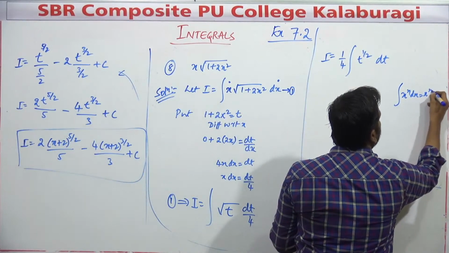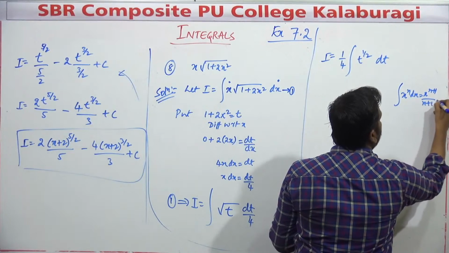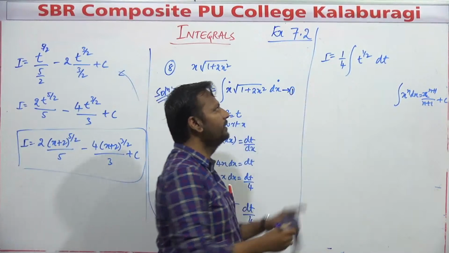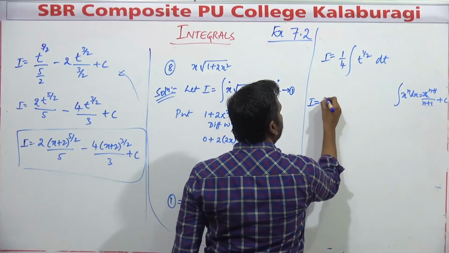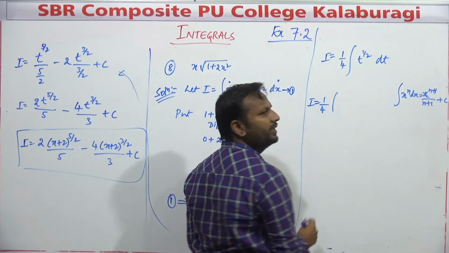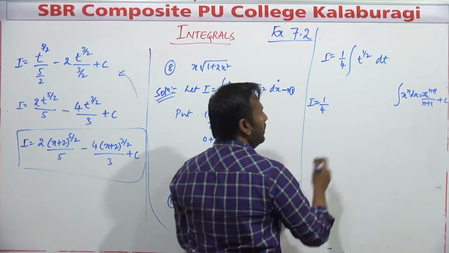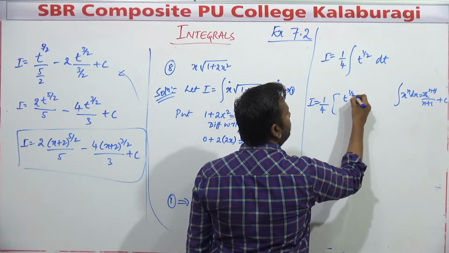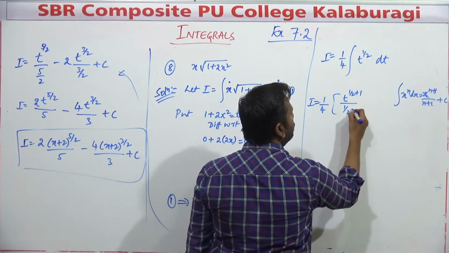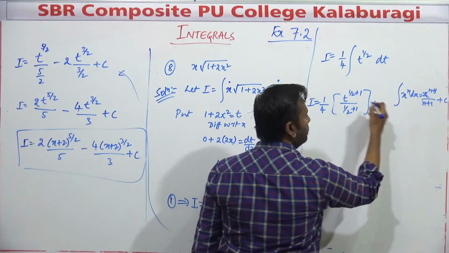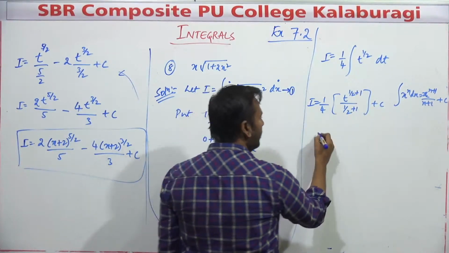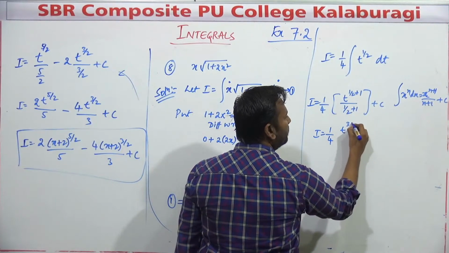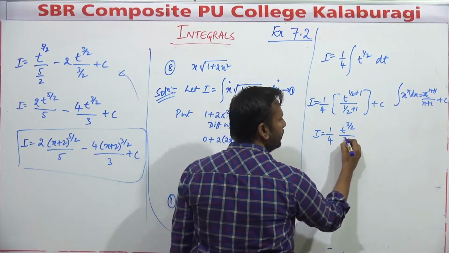What is the formula for x raised to n dx? It is x raised to n plus 1 divided by n plus 1. Yes or no? This formula we know. You did this type of problem in the first exercise, and we did the same thing in previous problems also. So what happens? t raised to half plus 1 divided by half plus 1, plus c. Further simplification is very easy. So I is equal to 1 by 4, and half plus 1 is 1 and a half, that is 3 by 2.